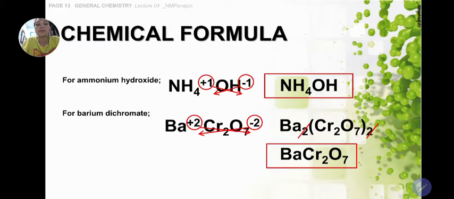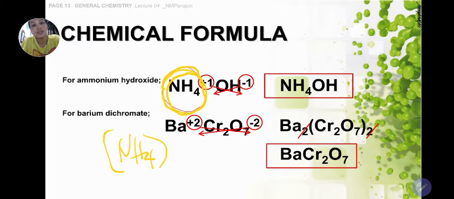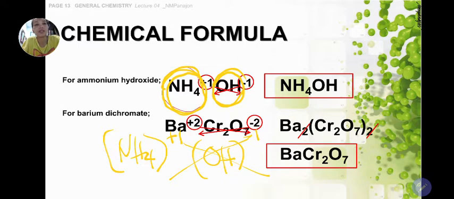Okay, another example is ammonium hydroxide. This is an ammonium ion, and this whole ammonium ion, which is NH4, is charged with a positive 1 oxidation state. And then the whole hydroxide ion is charged with a negative 1 oxidation state. So, kapag pinag-cross multiply siya, pareho lang siyang 1. So, it will retain NH4OH. Hindi na siya kailangan lagyan ng parenthesis.